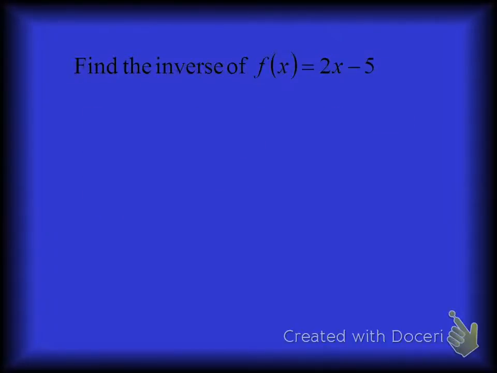Now start off with an easy one. We have f of x equals 2x minus 5. Find its inverse. Step 1, rewrite as x and y. f of x is fancy talk for y, so that's what you switch. So y equals 2x minus 5.